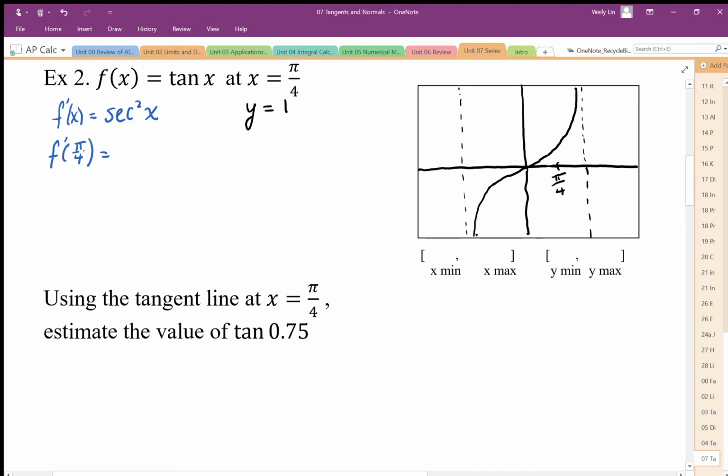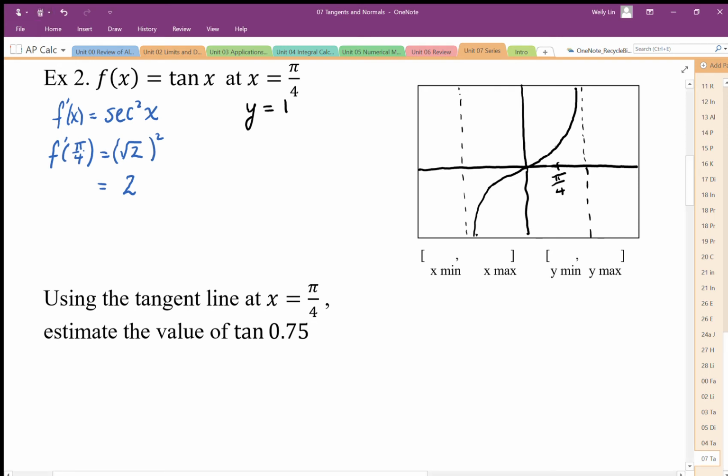Okay, so at pi over 4, cosine is equal to 1 over root 2. So secant would be the reciprocal of that, or root 2 squared. Okay, then that gives us the slope value of 2. Okay, so if the slope value is equal to 2, then I can write the equation of the tangent line.